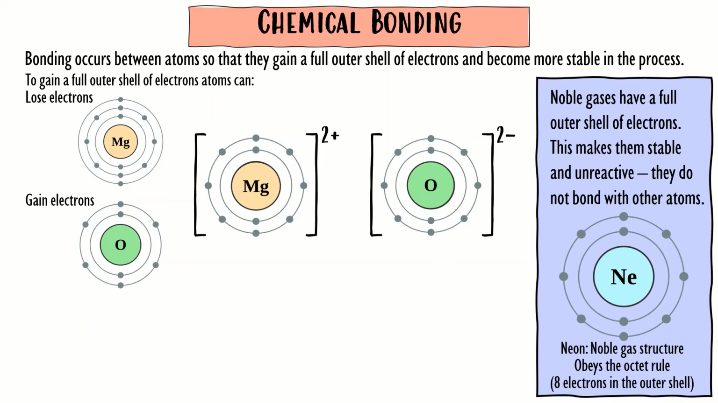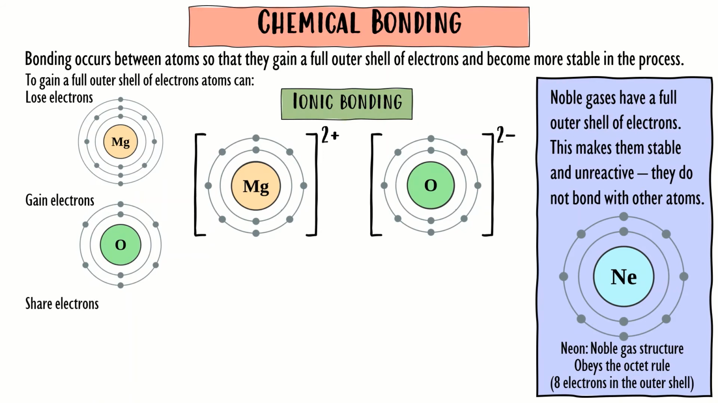Remember that positively charged ions, such as magnesium in this example, are called cations, and negatively charged ions, such as oxide in this example, are called anions. So cations and anions. The metal ions lose electrons and transfer the electrons to the non-metal ions in ionic bonding.